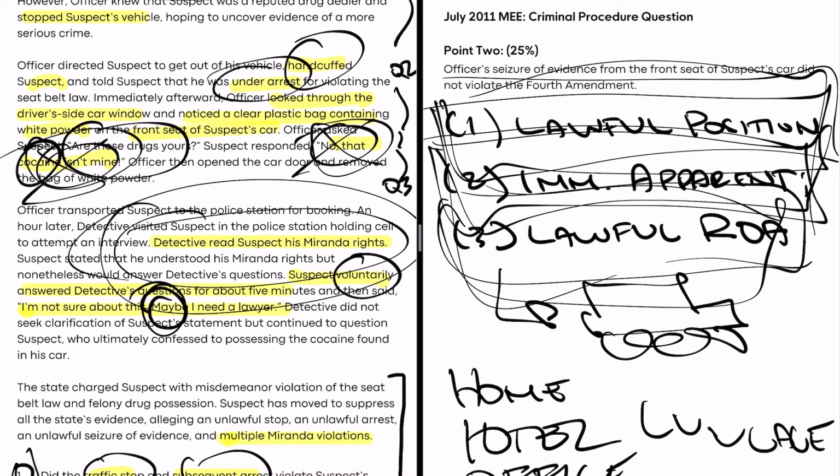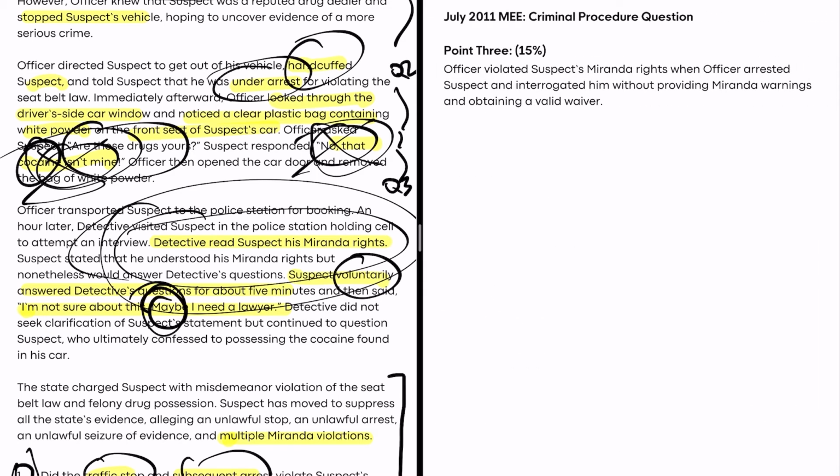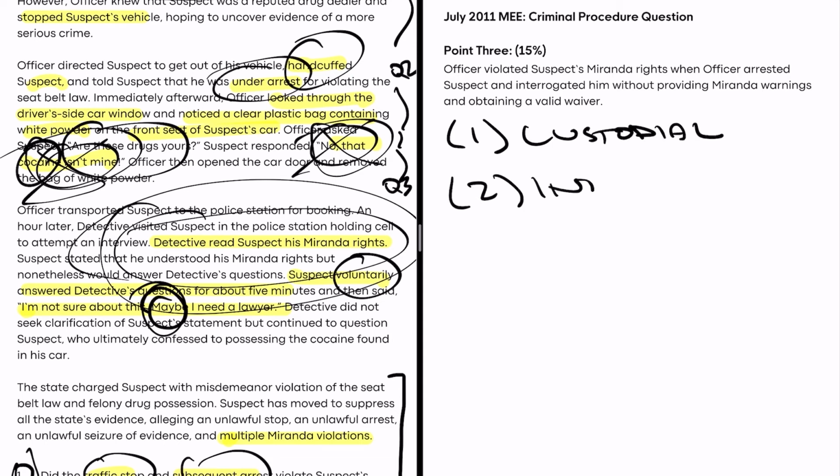We can move on to point number 3, which was worth 15% of the overall score on this essay. Here, the bar examiners were looking for examinees to conclude that the officer violated suspect's Miranda rights when officer arrested suspect and interrogated him without providing Miranda warnings and obtaining a valid waiver. This was just the fact that we did have a custodial interrogation, right? This is the key.